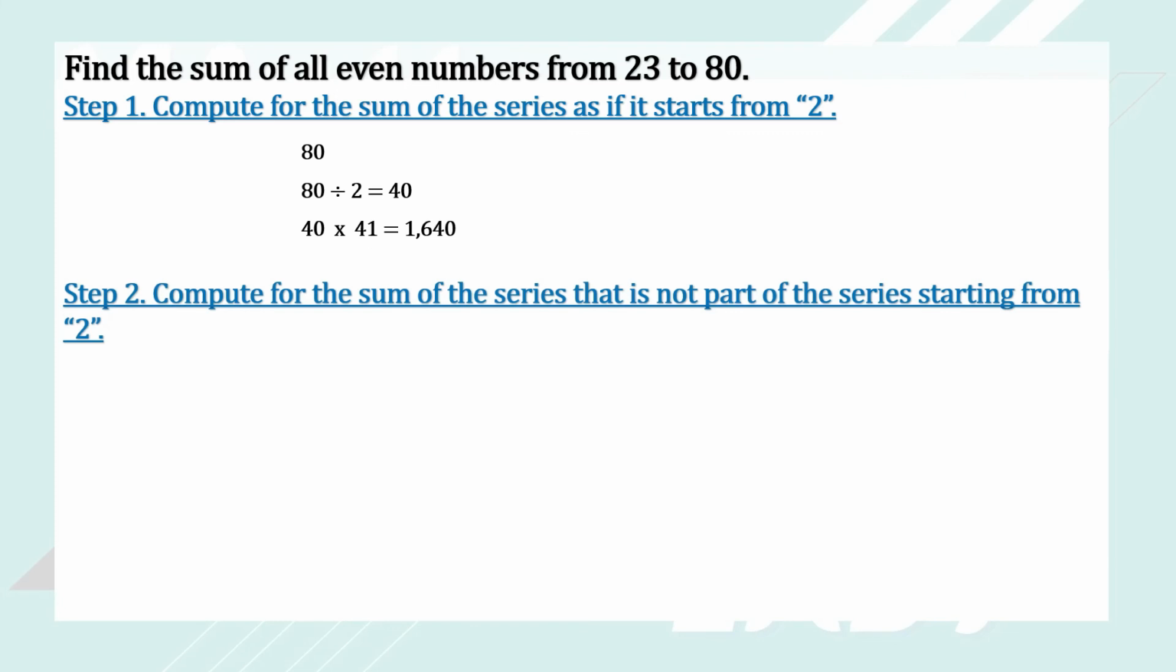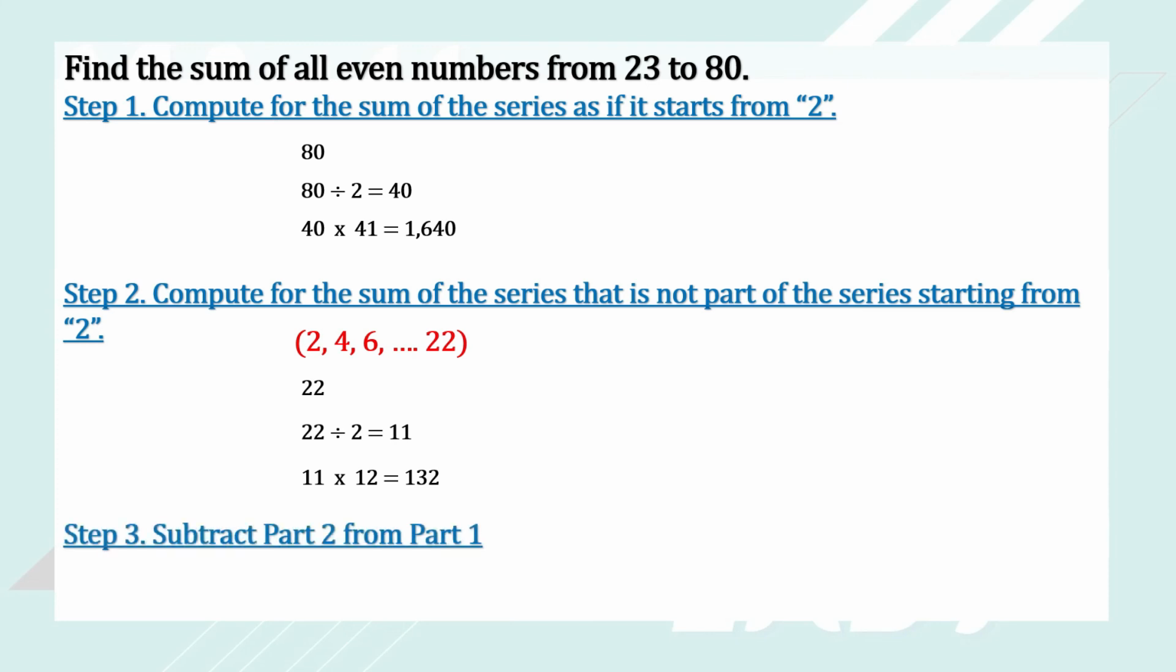Step 2, compute for the sum of the series that is not part of the series starting from 2. So, ano yung mga number na hindi kasama sa ating set of series from 23 to 80? So, yung 2, 4, 6, 8, hanggang 22. Kasi sila yung mga even numbers na hindi kasama sa ating set of numbers. So, yung last even number sa set na hindi kasama ay 22. Again, divide it by 2. Ang makukuha natin ay 11. Multiply by a number next to 11. So, 11 multiplied by 12 is equal to 132.